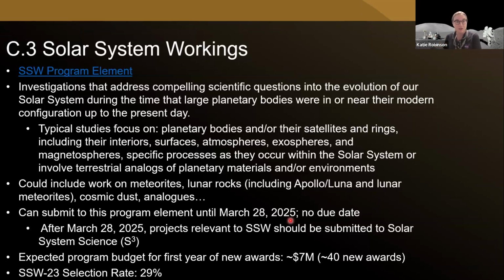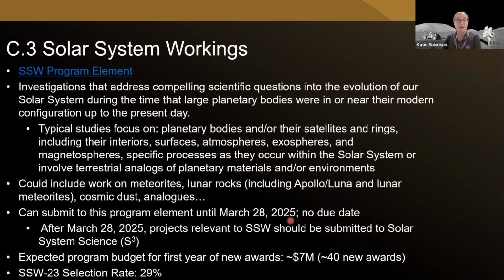And in Solar System Workings, our typical studies are about planetary bodies, satellites and rings, including interiors, materials, surfaces, atmospheres, exospheres, magnetospheres, and processes as they occur within the solar system, or that involve terrestrial analogs of planetary materials and/or environments. This includes work on meteorites, lunar rocks, which includes Apollo and Luna samples, as well as lunar meteorites, cosmic dust, analogs. This is not an extensive list, but it's just some options.